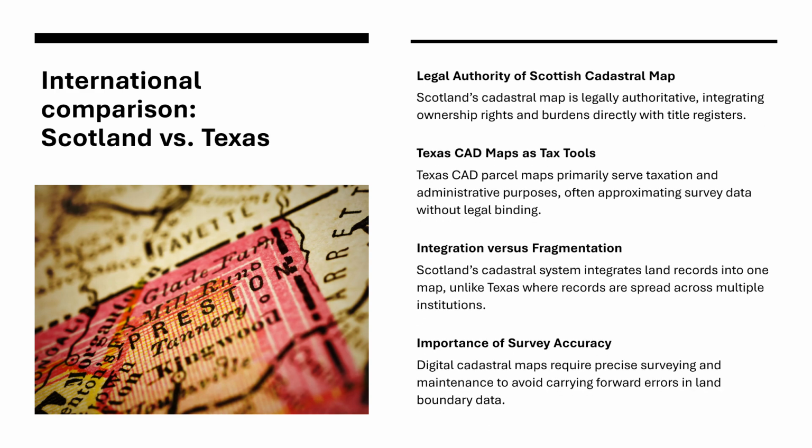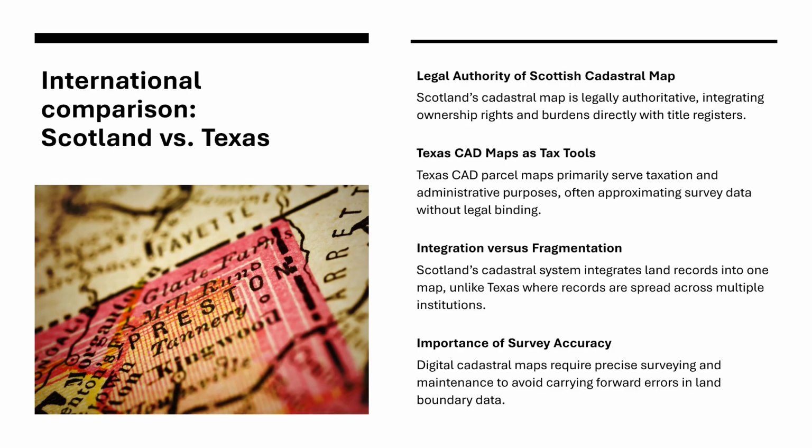To appreciate how Texas compares, let's look abroad. In Scotland, the official cadastral map is maintained by the Registers of Scotland, and it's part of their system of land registration. Unlike CAD parcel maps, which are administrative and approximate, Scotland's cadastral map is a legally authoritative record of land rights.